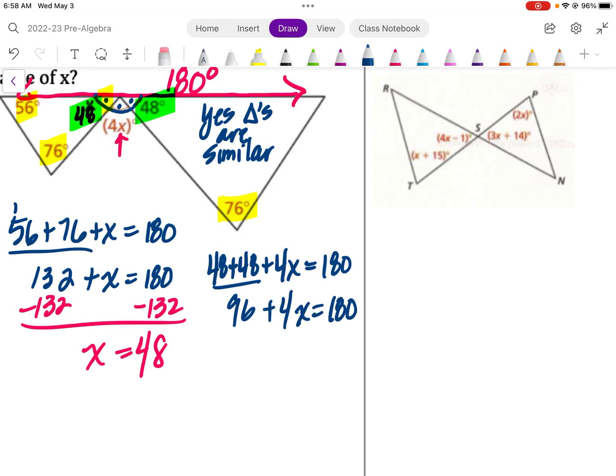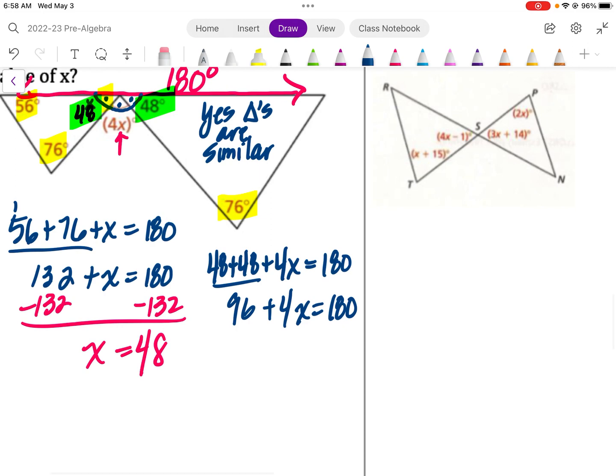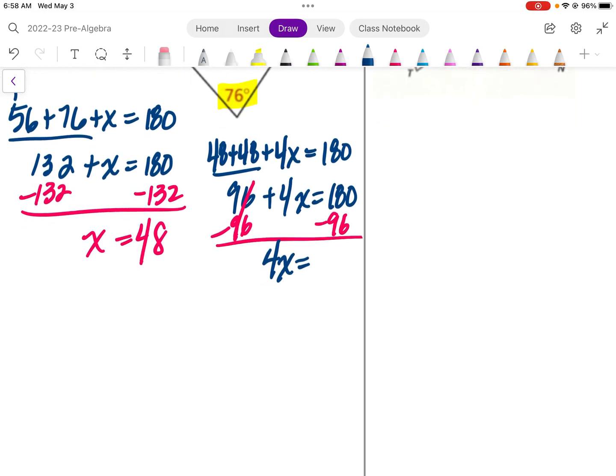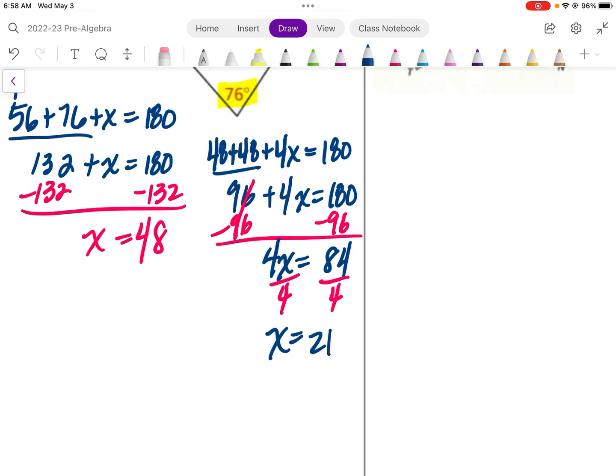Okay, I'm doing a lot of mental math here, but if you need to pick up your calculator, you absolutely can. Okay, let's subtract. Oops, that was not good modeling. Let me get that 96 in the right spot. That should go under the 96 because that's what I'm subtracting it from. Let's see, 180 minus 96, 4 is 100, so that'd be 84. Divide everything by 4. Again, this is all just equations work, friends. Okay, so x is equal to 21, and that's my answer.